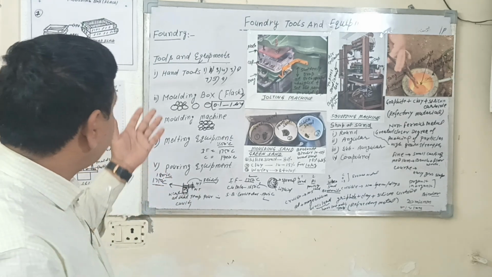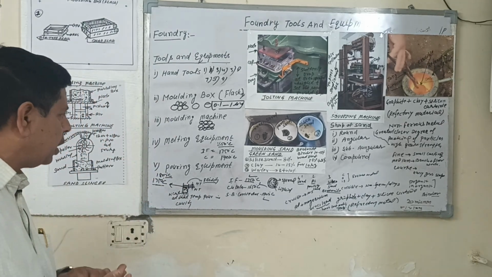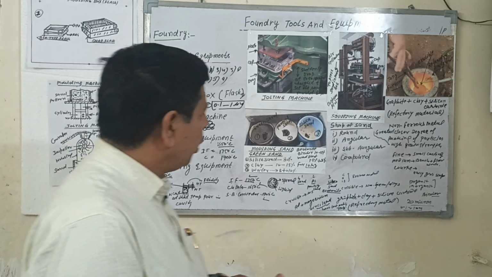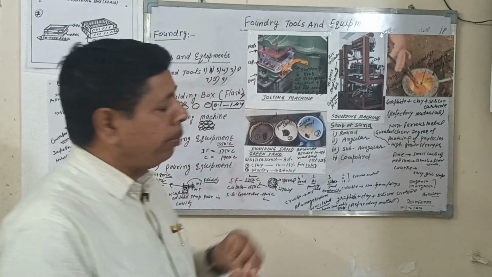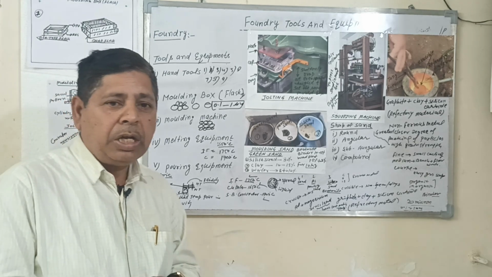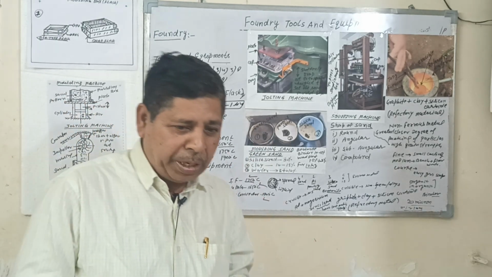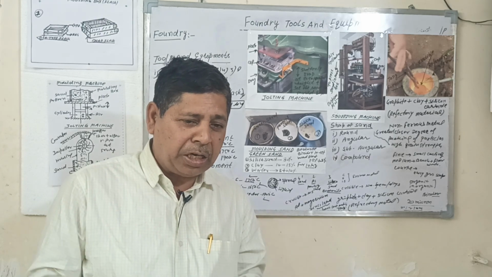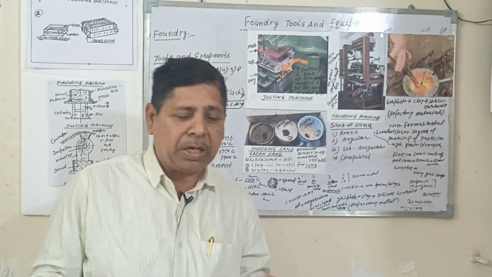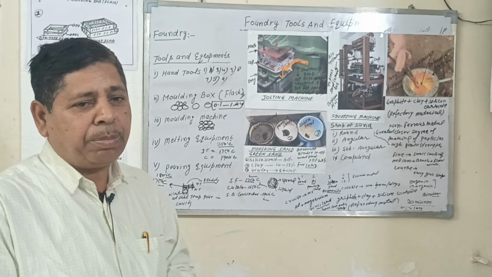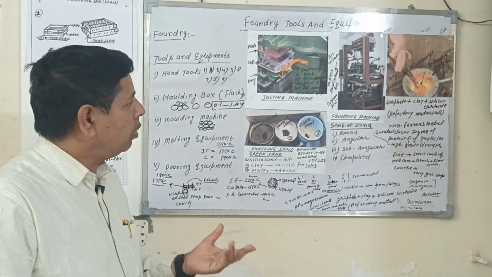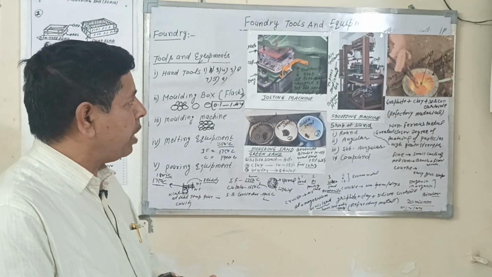So different types of tools, machines, and melting equipment are used to make castings. Foundries play a very important role in industries, such as the automobile and machine industries, making different machinery parts, housings, gears, and other machine parts.